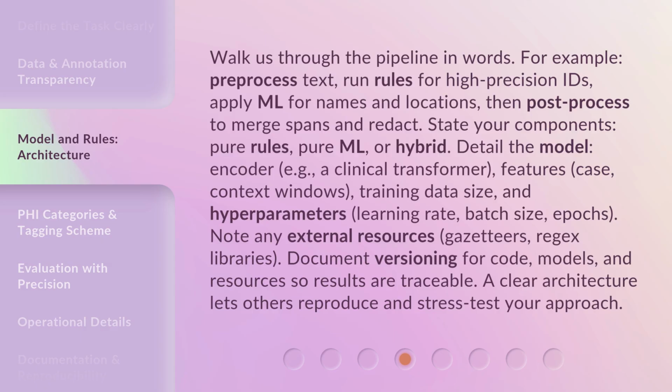Detail the model: encoder, e.g., a clinical transformer, features, case, context windows, training data size, and hyperparameters: learning rate, batch size, epochs. Note any external resources, gazetteers, regex libraries. Document versioning for code, models, and resources so results are traceable. A clear architecture lets others reproduce and stress test your approach.